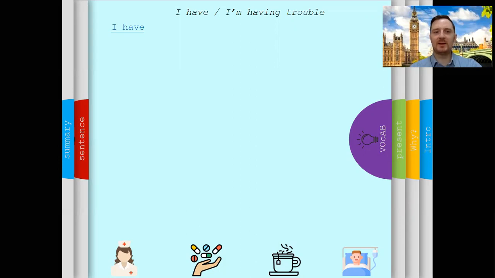So with I have, we need to use I have plus a noun. So we can say I have a sore throat. This is of course pain in here. When you have pain in this part here, a sore throat.